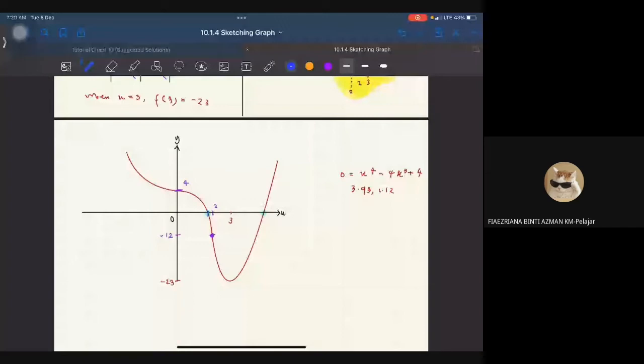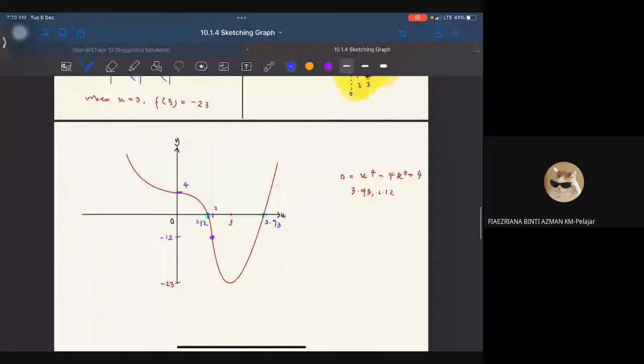Let me explain to you. So 1.12, and then this is 3.9. It means we press the calculator directly to find the value of our x-intercept. What do you think?